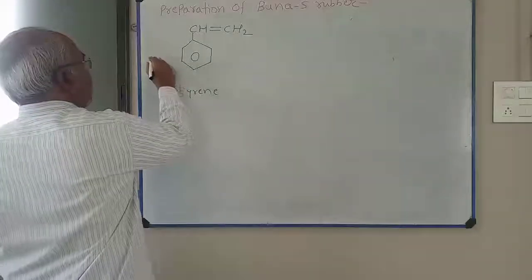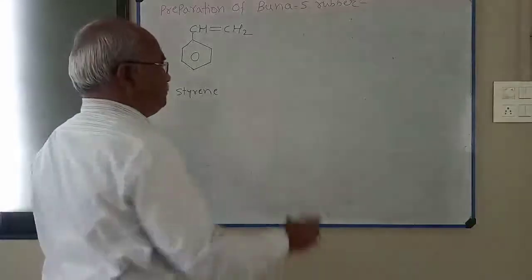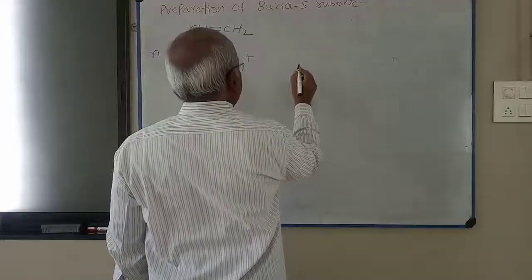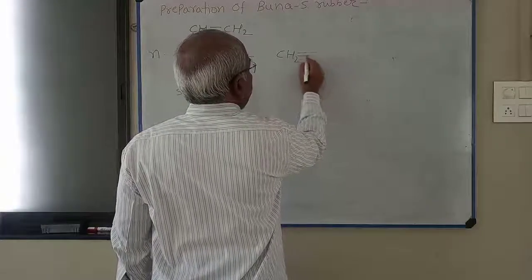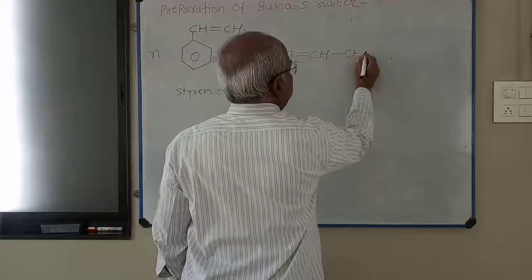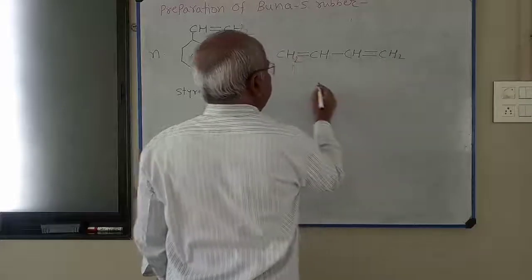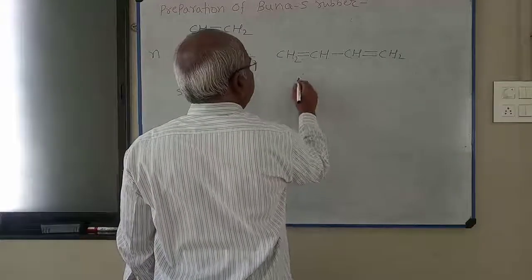I take N molecules of styrene plus CH2 double bond CH, single bond CH, double bond CH2. This compound is 1,3-butadiene.